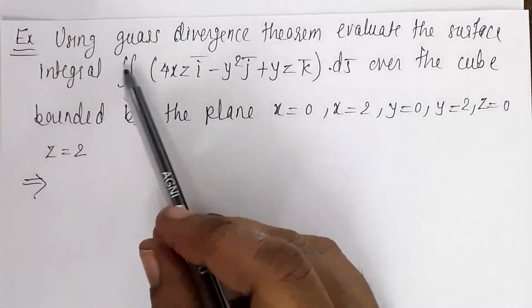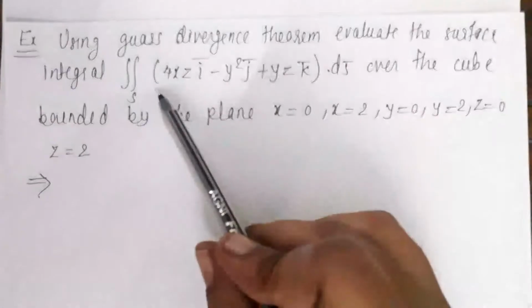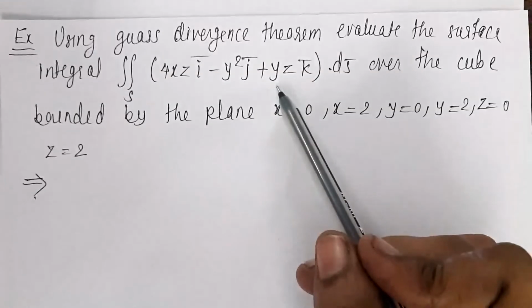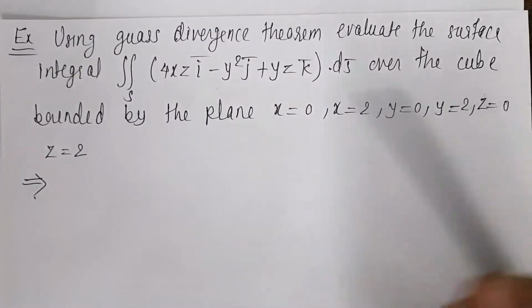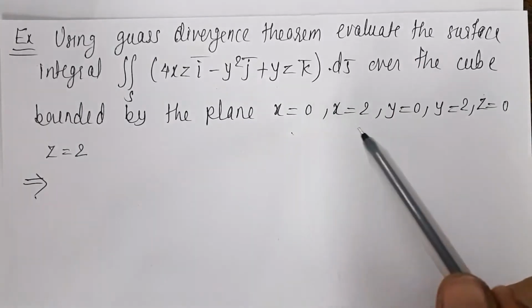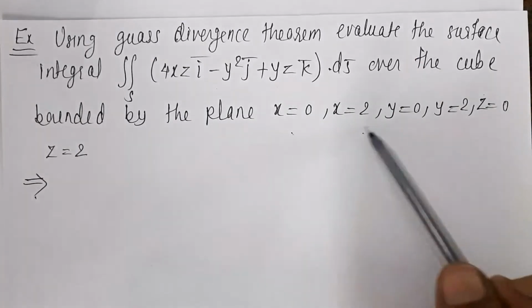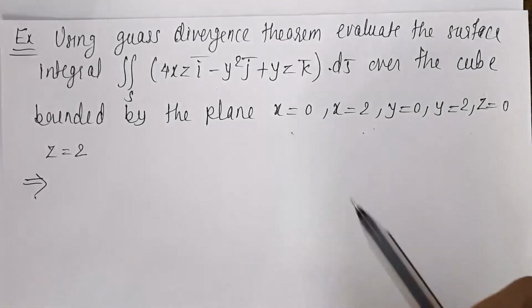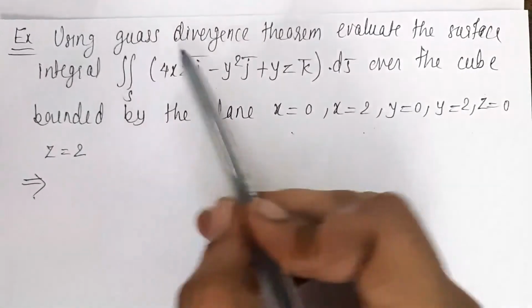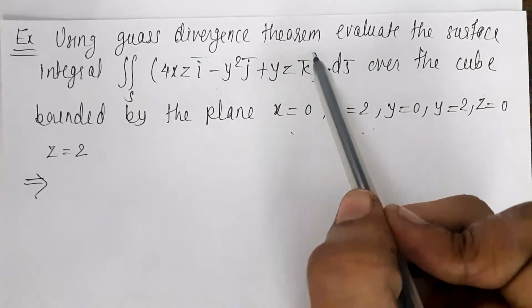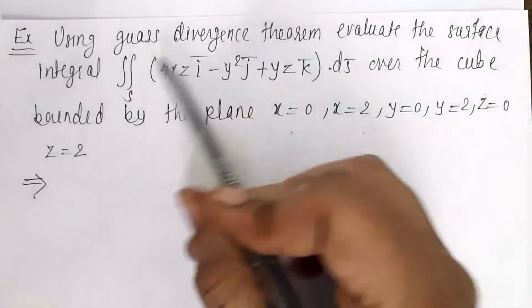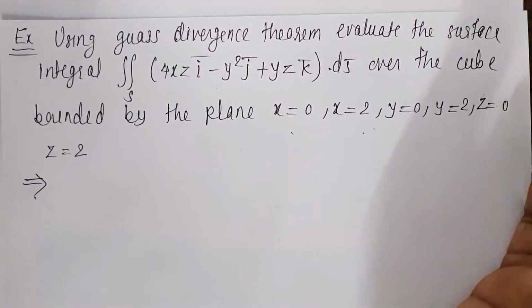Next question is, using Gauss divergence theorem, evaluate the surface integral, double integral over S of 4xz i minus y² j plus yz k dot dS bar, over the cube bounded by the planes x is equal to 0 to 2, that means along the x direction length is 2, along y direction 0 to 2, and z is equal to 0 to 2. The question says using Gauss divergence theorem, not only evaluate. That means we cannot evaluate using the given term directly. We have to evaluate using the second part of the Gauss divergence theorem.